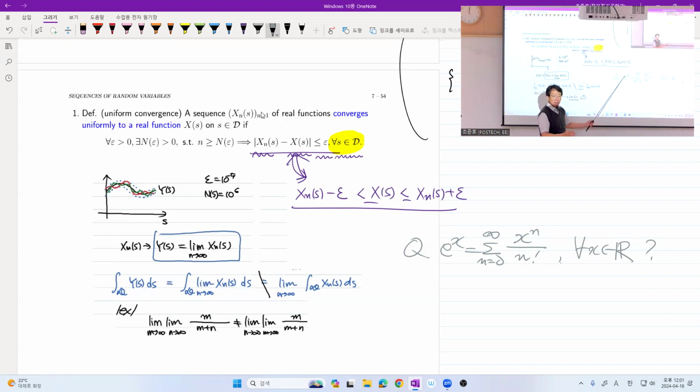Yes. Okay. So the sequence, let me say f_m of x, defined as the sum over n from 0 to m. Okay, so f_m of x converges to e to the x everywhere.